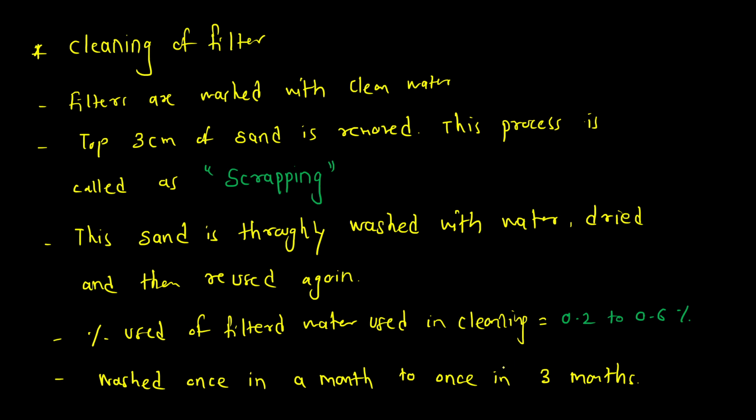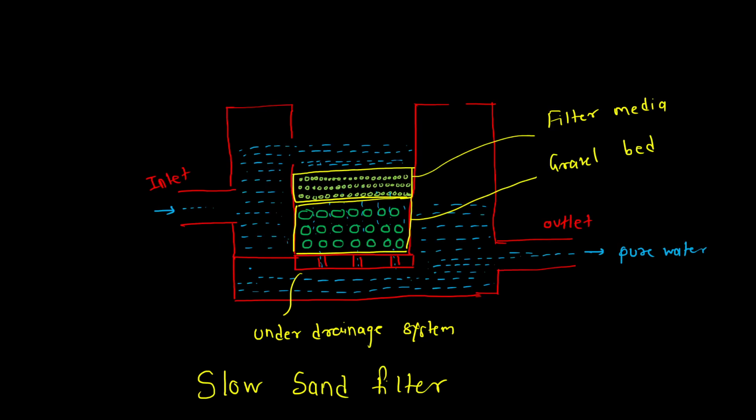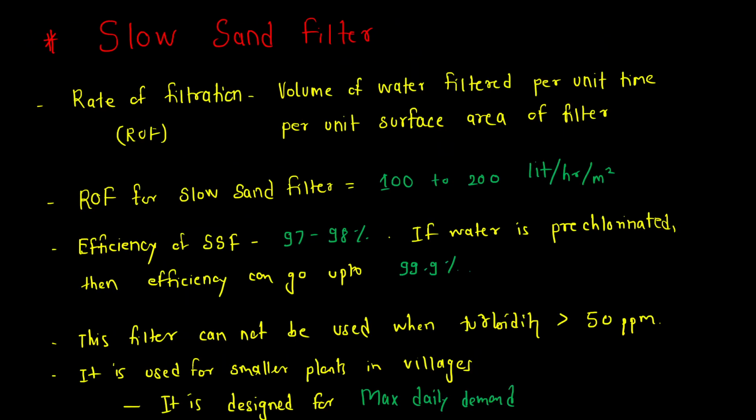Whereas in the rapid sand filter, when we see it, those filters are washed daily. In 24 hours, we have to wash it because the rate of filtration is very fast and the sand gets impure very quickly. So these are all the data about the slow sand filter that you will require. So go through this. If you have not understood it, watch this video again.